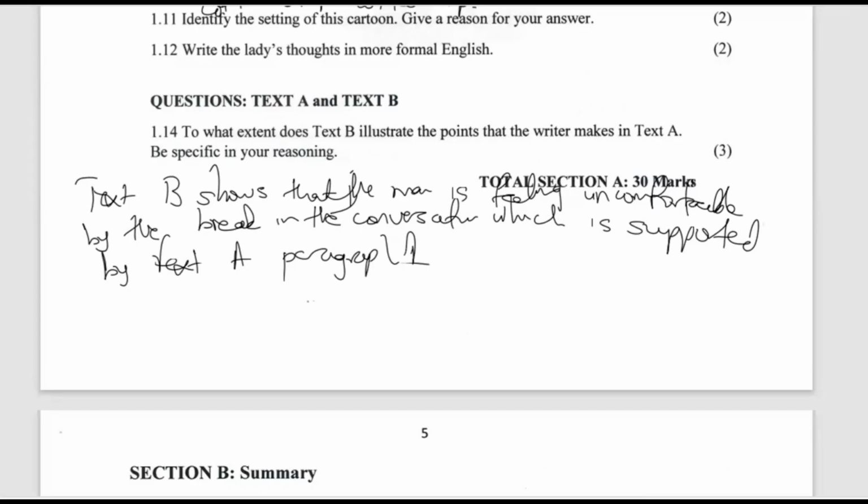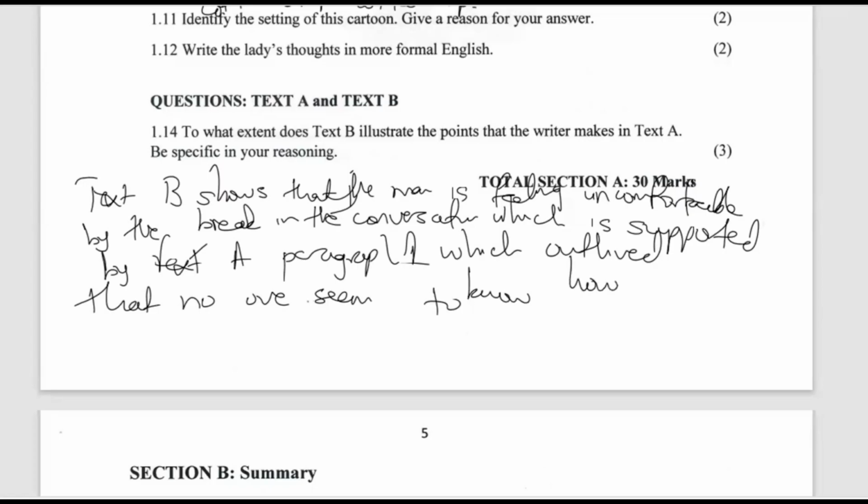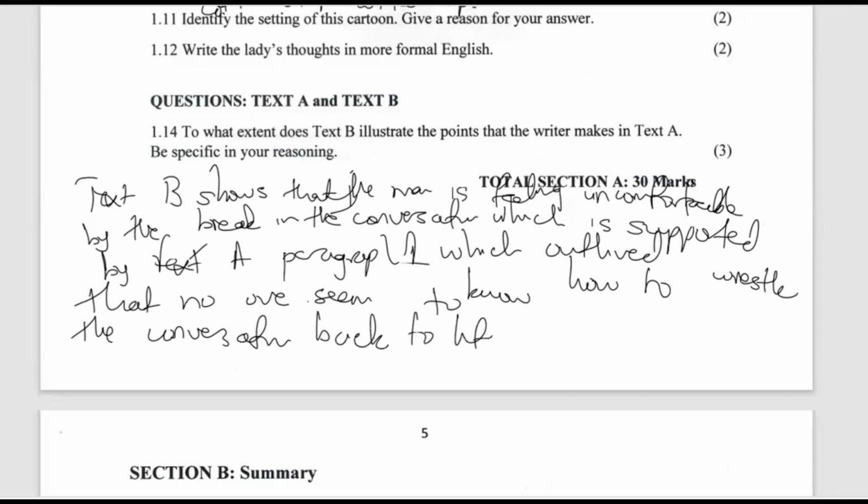By text A, paragraph 1, which specified or outlined that no one seems to know how to wrestle the conversation back to life when awkwardness comes in a conversation. It was 3 marks, so we had to find a connection.